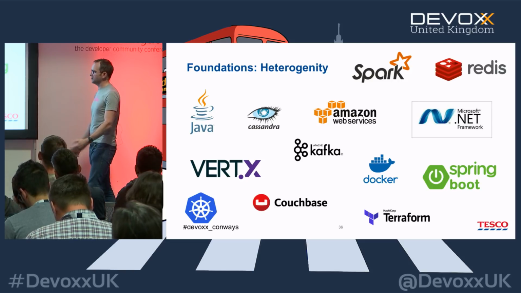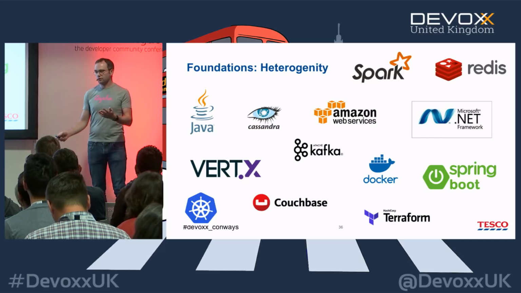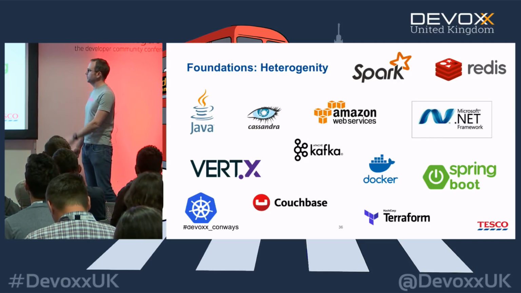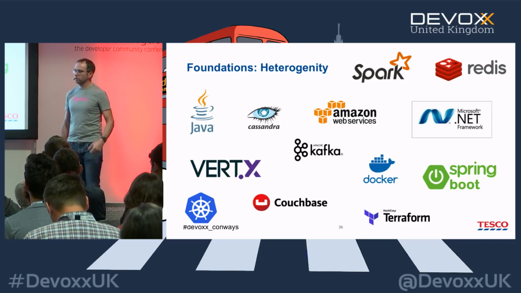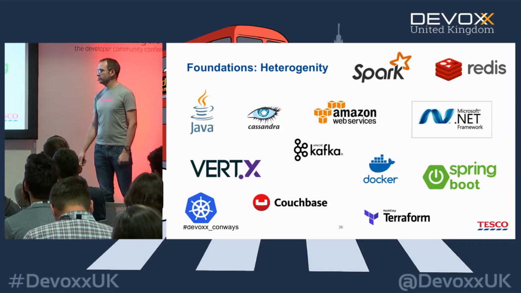Database technologies or persistence technologies, we have, not shown on here, Oracle. We have SQL Server. We also have Cassandra. We have Kafka. We have Couchbase. We have Redis. We have data processing technologies like Spark. We deploy onto our own data centers. We deploy onto cloud environments as well.